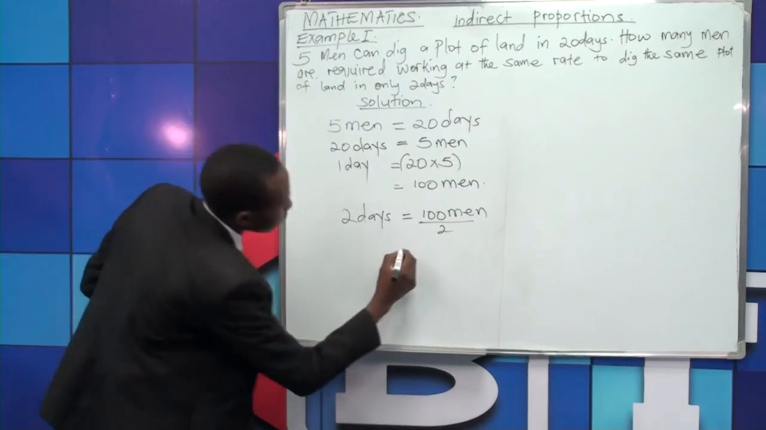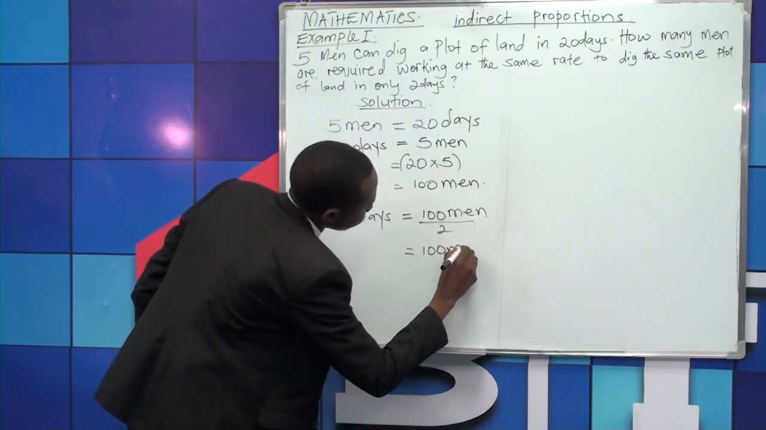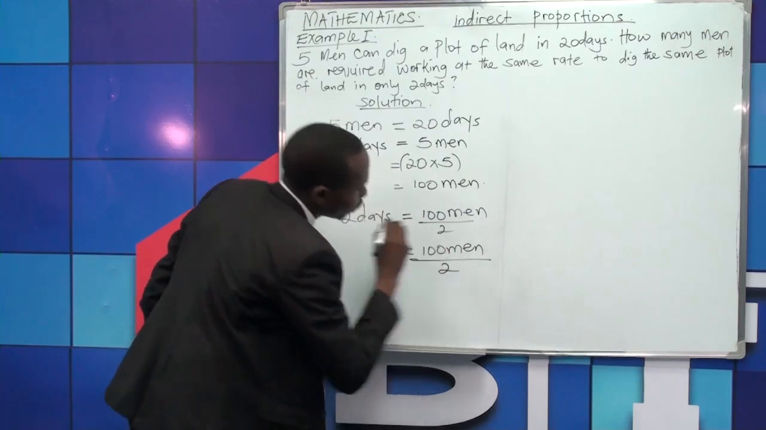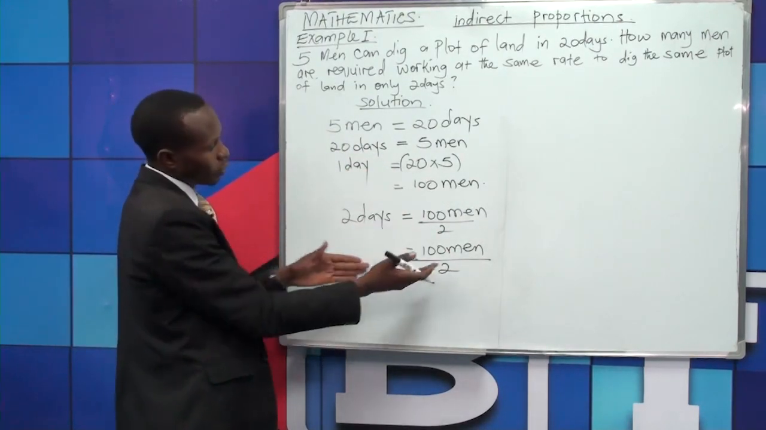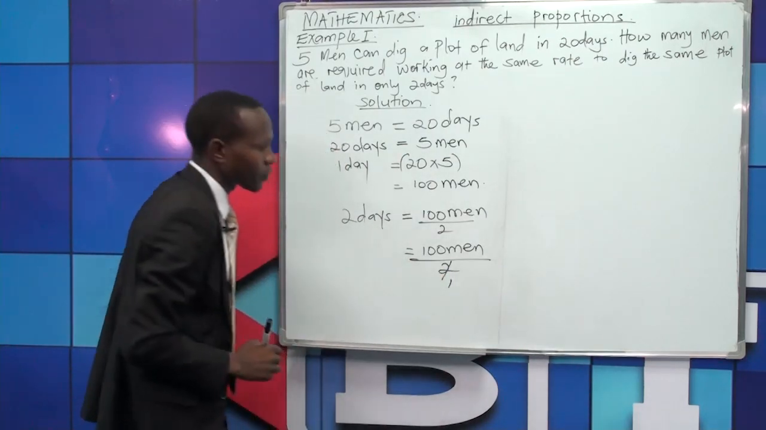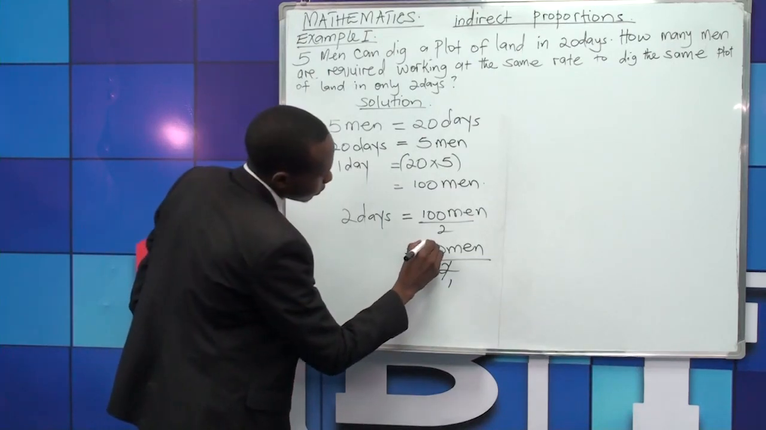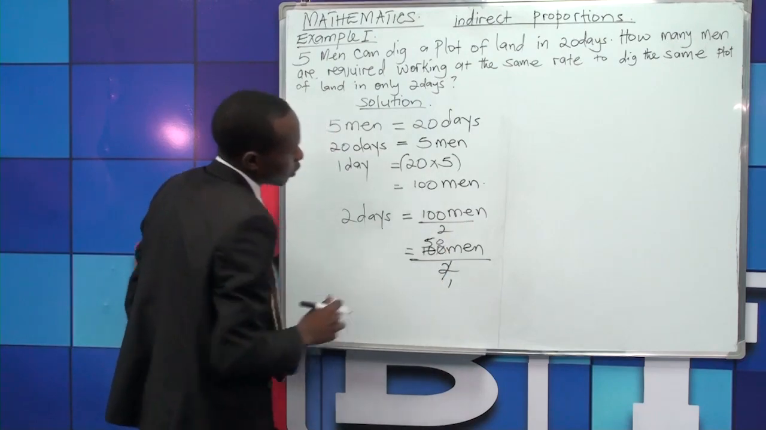Then from there, I'll just copy my statement and say 100 men divide by 2. I've just copied this statement and pasted it here. So we are going to divide this out. We shall say by 2, 1. 10 divided by 2, it will give us 5. Then 0 divided by 2, 0. So what do we have?